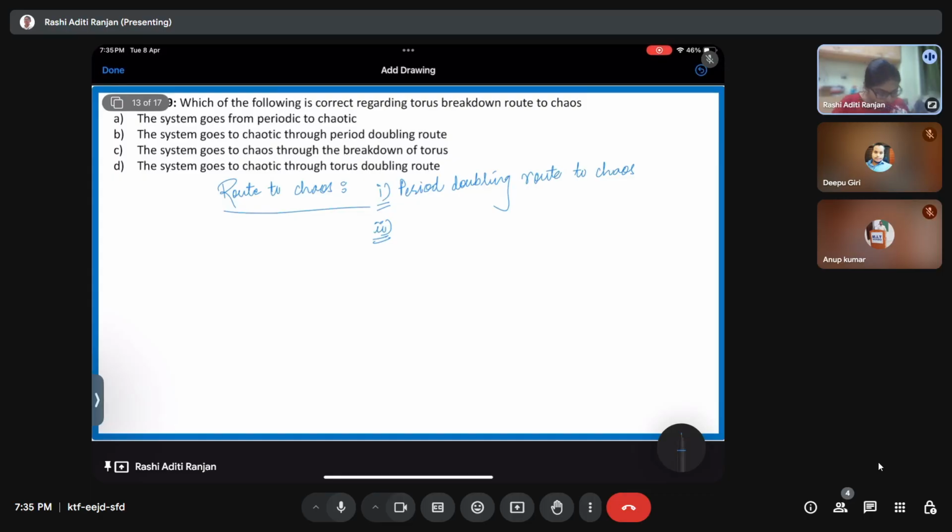Then there was intermittent route to chaos, wherein we had a periodic response, right? But when we looked into the periodic response for a long time, there were some irregular patches of time where chaos was present, small patches. When we further increased the value of the parameter, the occurrence of those irregularly occurring patches increases, and also the time span for which they were coming increases.